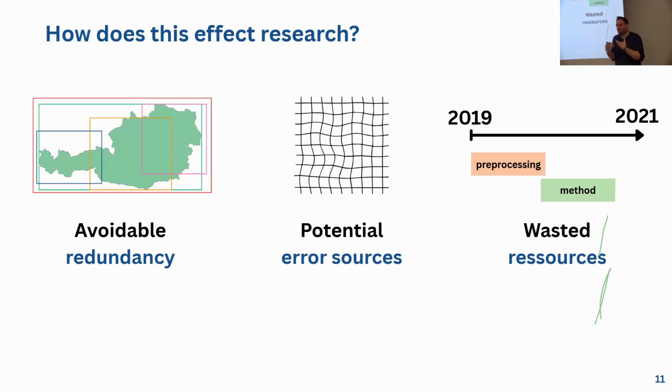So if we would provide certain things once in a good quality controlled, this would reduce a lot of avoidable redundant work. The second thing is we could reduce potential error sources. As I said, reprojection, resampling, all of these steps always have the potential to mess with your data.